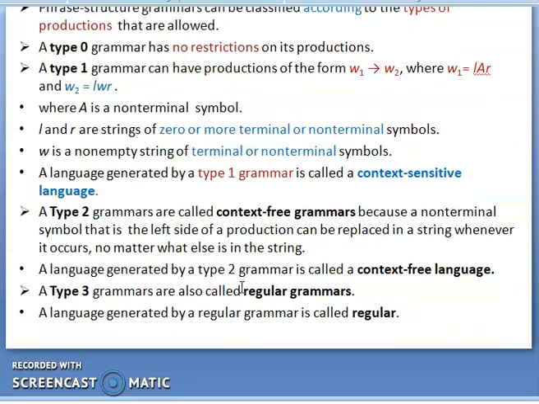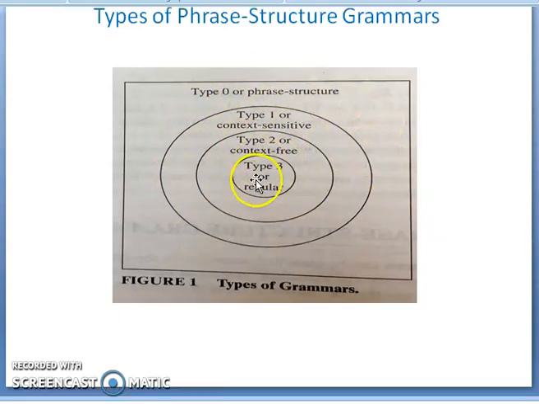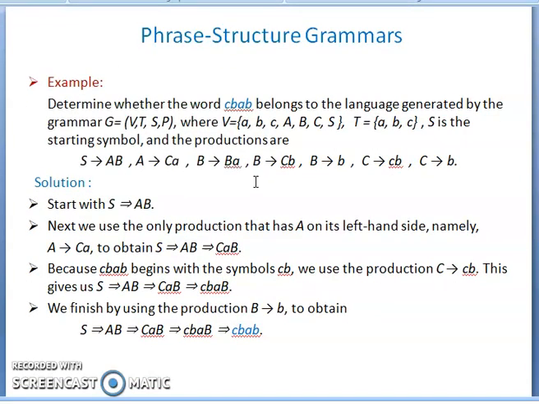Symbolically you can specify it like this. Type 3, or regular grammar, is a subset of type 2, which is a subset of type 1, which is a subset of type 0. Type 0 has no restrictions. For the remaining types, there are some restrictions, right? This diagram shows the relationship between type 0 and type 3. Type 3 is the innermost, then type 2, type 1, and the outermost is type 0. This is about the types of phase structure grammars.